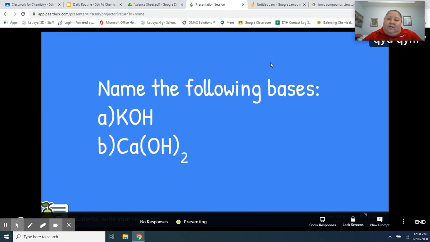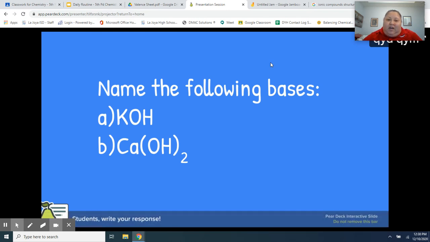Name the following compounds. Name the following bases. Remember, they're part of the base family, so they should all have the same name.